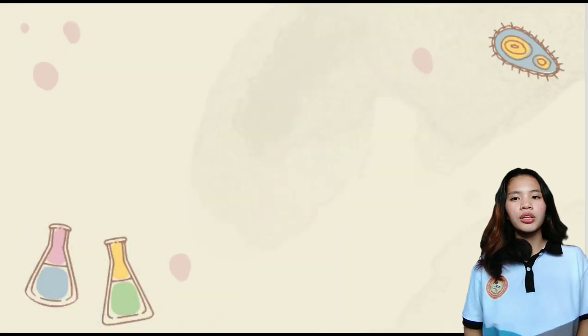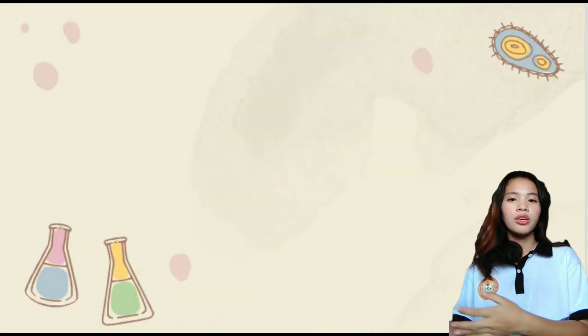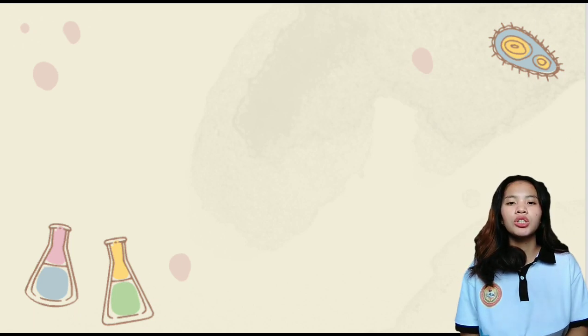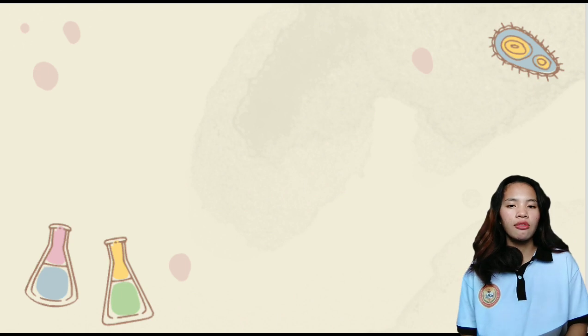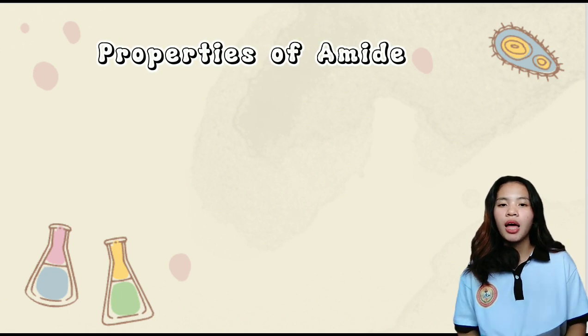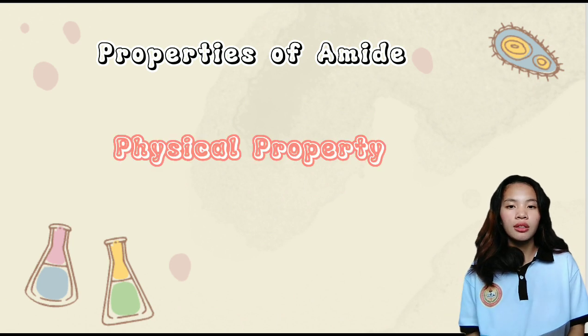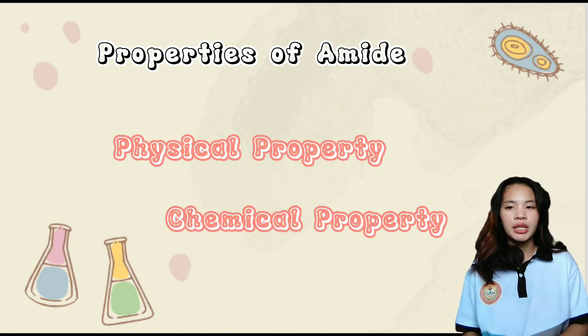And yes, we are done with the discussion of the uses and importance of amides. Now let's proceed to the properties of amides. Amides have two kinds of properties, namely physical and chemical properties.